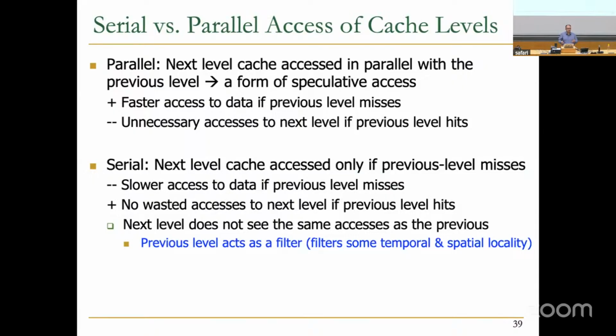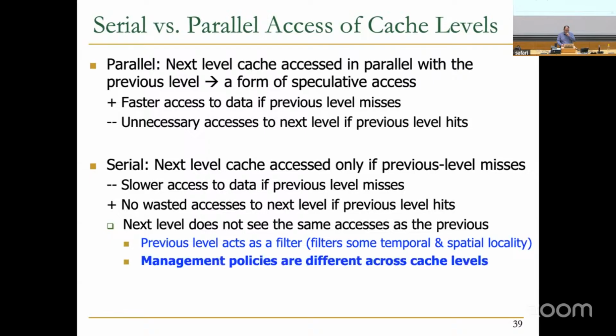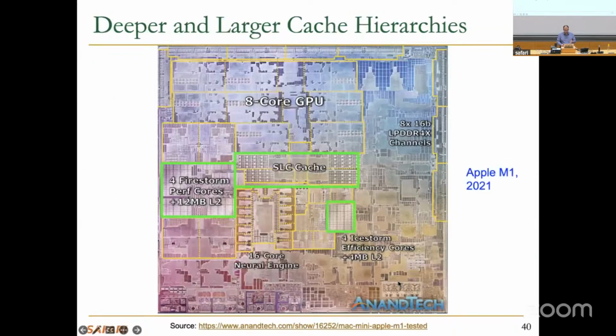Normally, usually people see less locality in, for example, L2 cache, in L3 cache, or let's say different locality. So you need to be careful when you are designing your cache, your replacement policy, and also your prefetching technique, because the locality patterns are different at L2 level, at L3 level, and so forth. Those previous cache levels are filtering a lot of accesses, and your observation of locality is going to be different. So management policies are different across cache levels in the end.